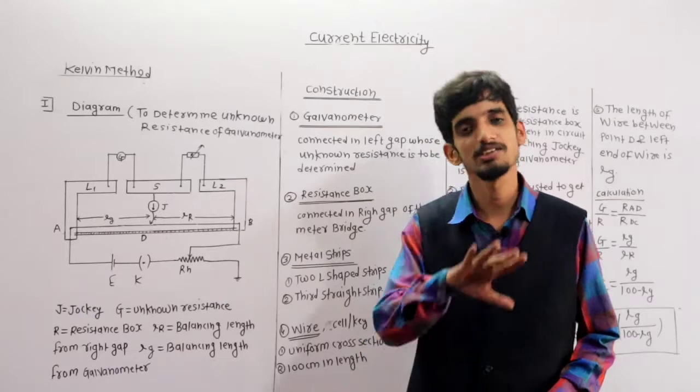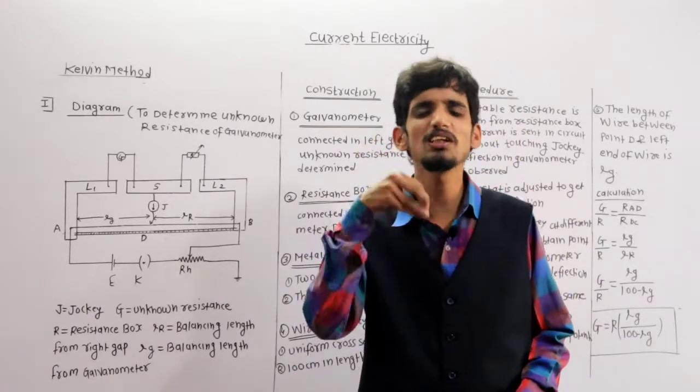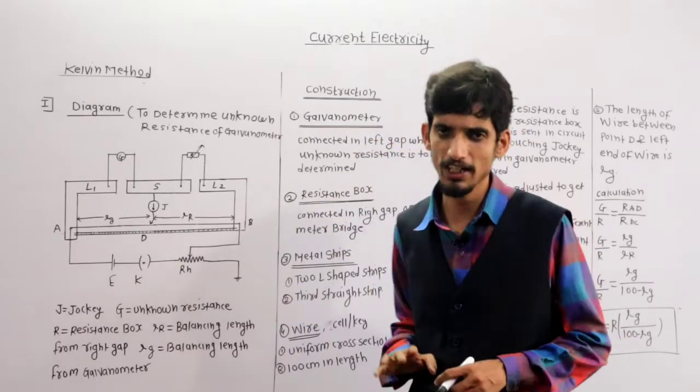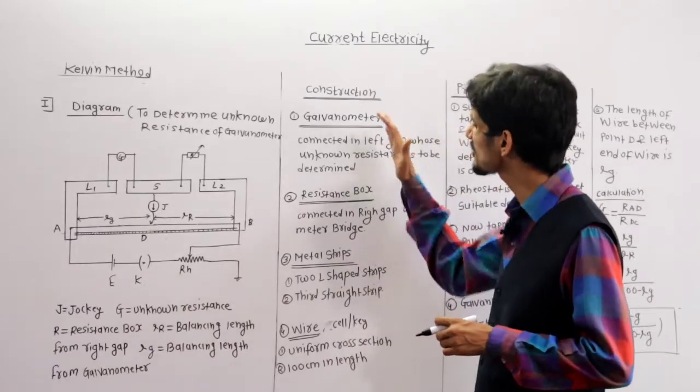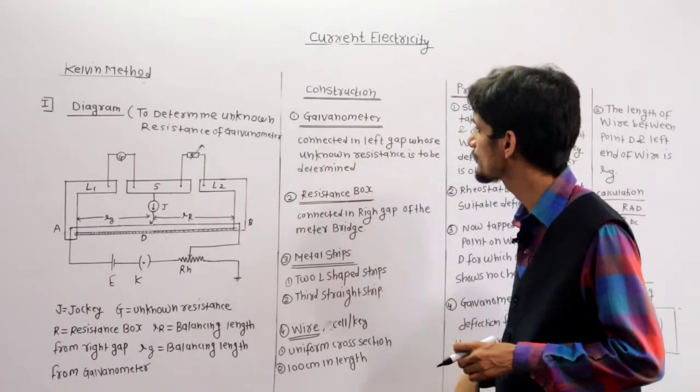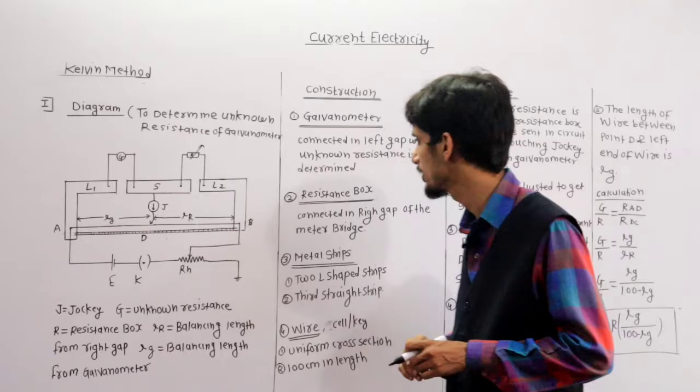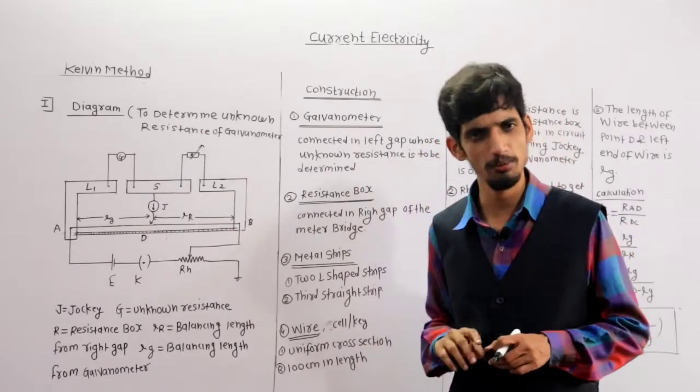Rest all conditions are the same and the procedure is also the same, but there is a slight change that I am going to discuss with you. From the construction point of view, first is the galvanometer, which is connected in the left gap of the meter bridge and whose resistance is to be determined.